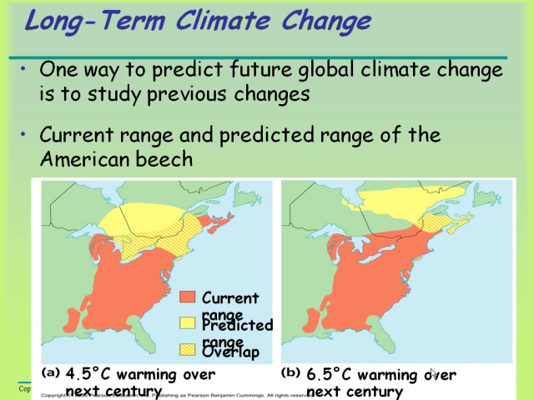One way to predict future global climate change is to study previous changes. This is the current range and predicted range of the American beech. On the left, this is if it's predicted 4.5 degrees centigrade warming over the next century. The current range in orange, predicted range in yellow, overlap in crosshatch. On the right, 6.5 degrees centigrade warming over the next century, you can see it is very, very different.